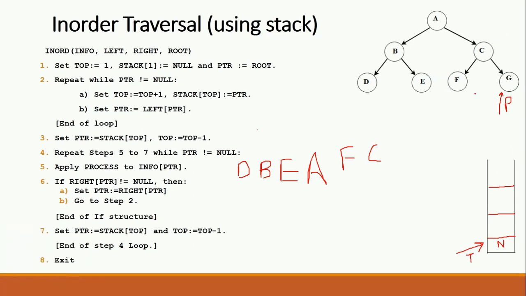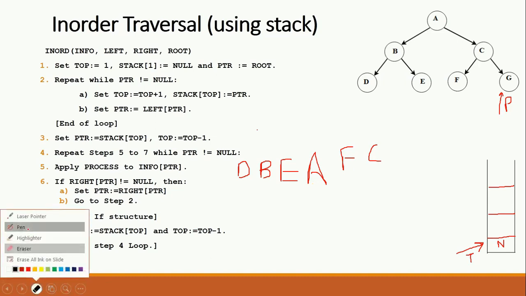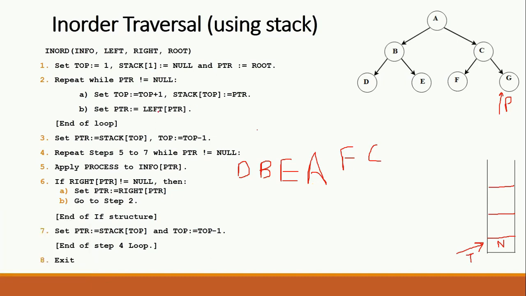And what does step 2 say? Whatever you have in the PTR, while the PTR is not equal to null, top is equal to top plus 1 and copy this data, whatever you have in the PTR, to the stack top. So G will be copied here and PTR will jump to the left. Here the left is what? Null, nothing else. Okay, the PTR is now null, so this loop is not going to work further in step number 2. So we'll go to step 3.